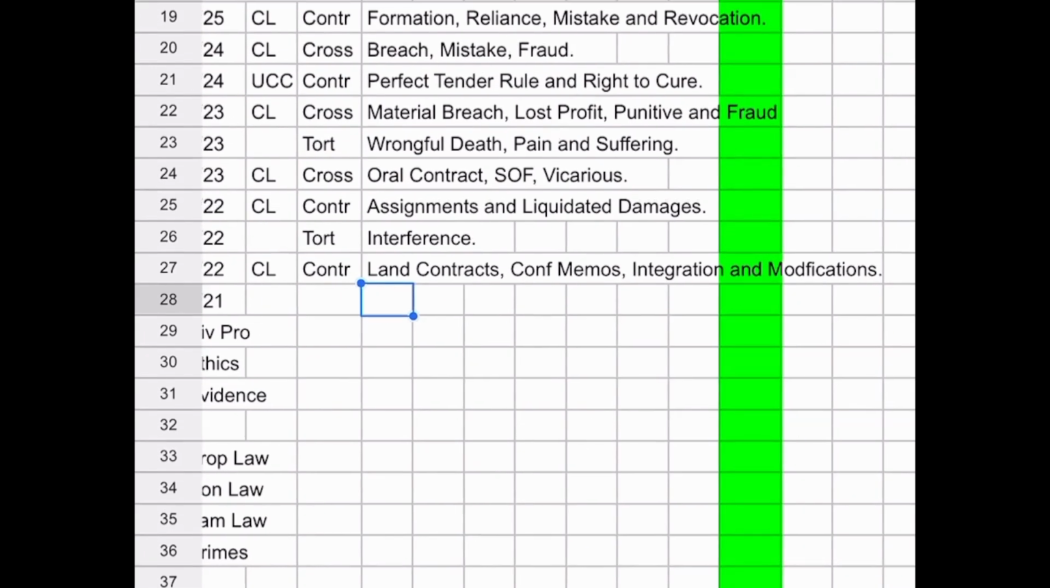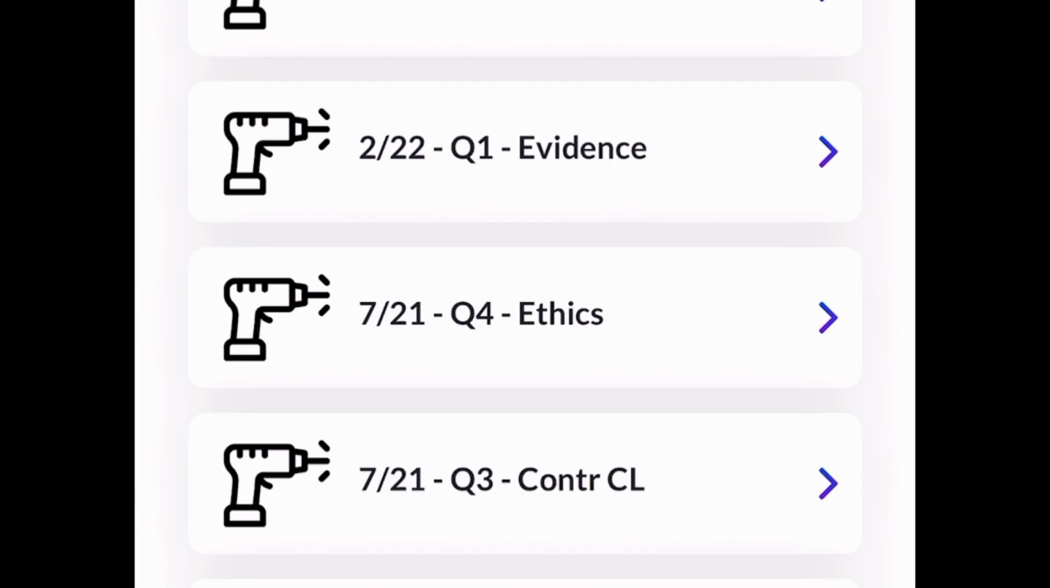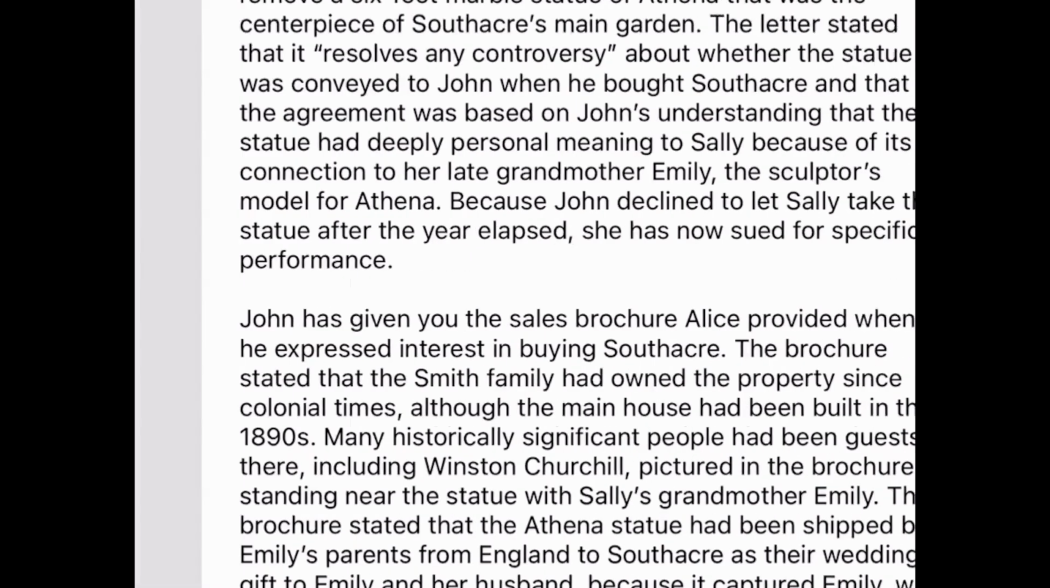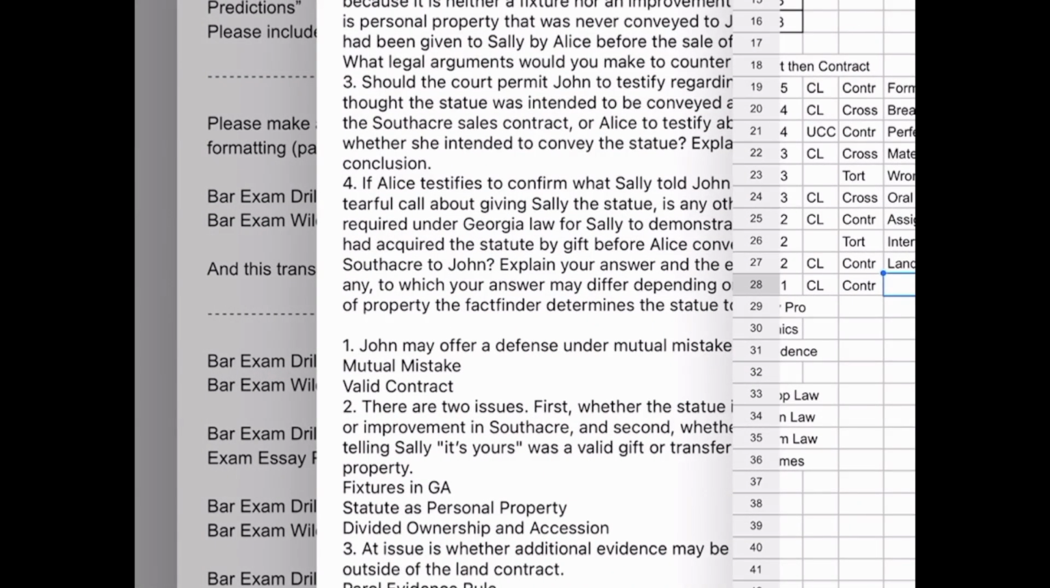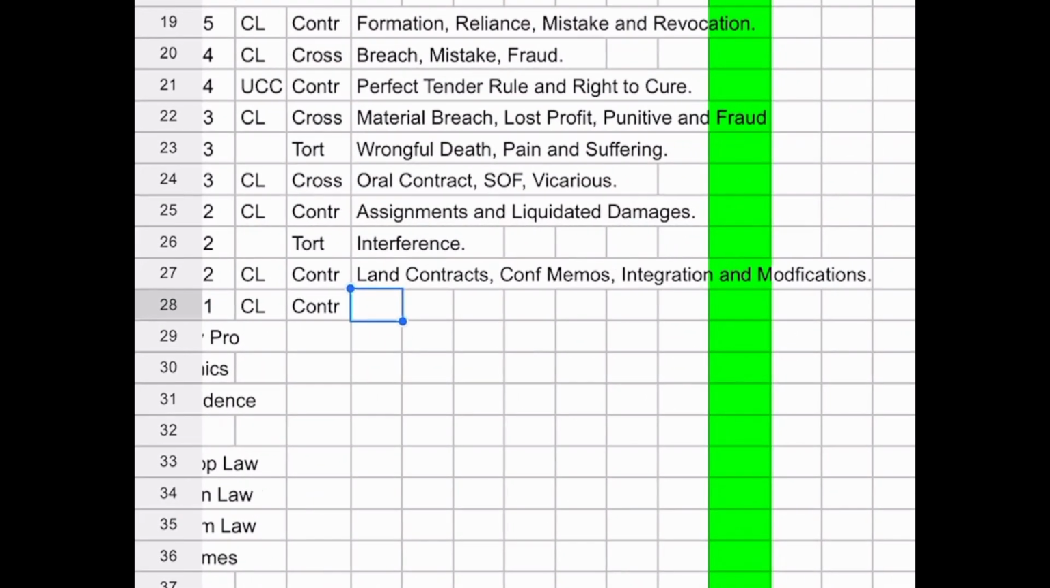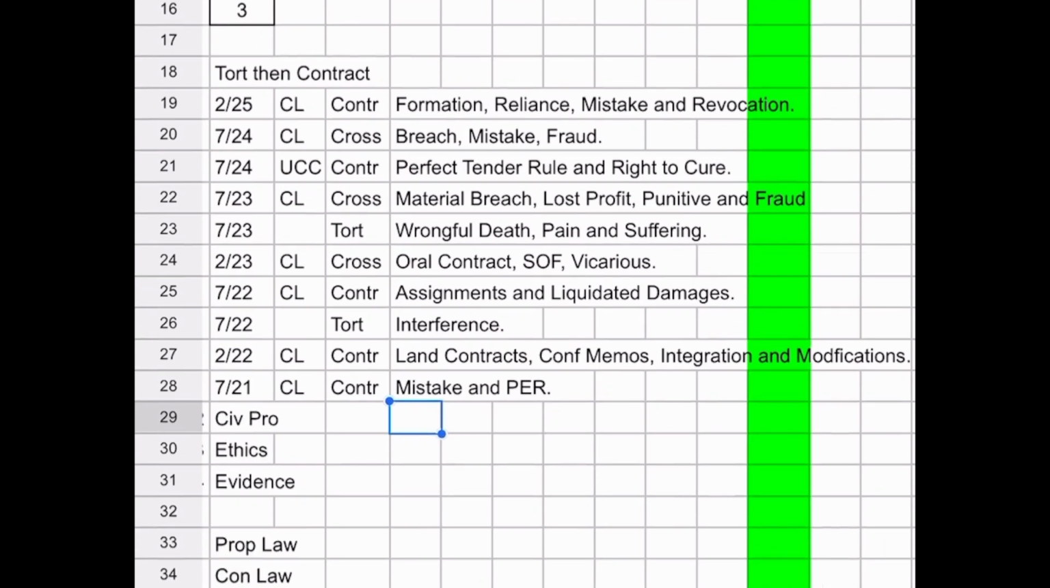Okay, so last one here for torts and contracts. 721 contracts common law. So what do we have here? Mutual mistake, providence rule. PAR. Okay, so in summary, take a look at these 722, 222, 721, and take a look at these. There's like this interference thing that they like to test on. This confirmatory memos they haven't tested on in a while. Mistake they have tested on, but the parole evidence rule we haven't seen for a while.